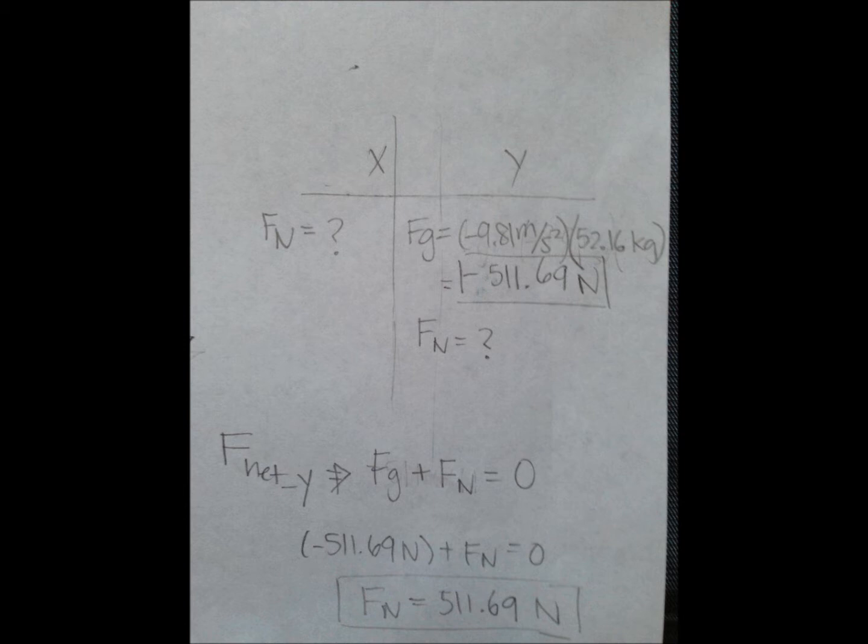Because the two forces are balanced, the normal force can be calculated by finding the net force in the y direction, which includes setting the force of gravity and the normal force to 0, making the normal force positive 511.69 newtons.